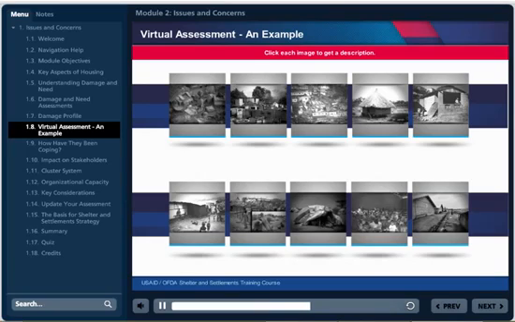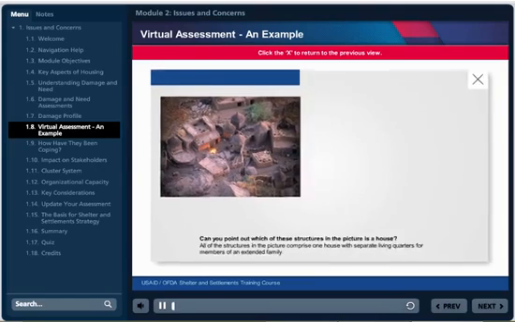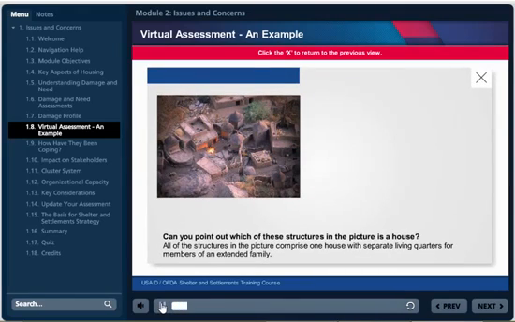Obviously, these observations may not have covered all the issues, and you may have come up with several other ones. Remember that you need as much information as possible before you make any judgment or decisions. It is important to ask questions and incorporate findings from different sources. Can you point out which of these structures in the picture is a house?